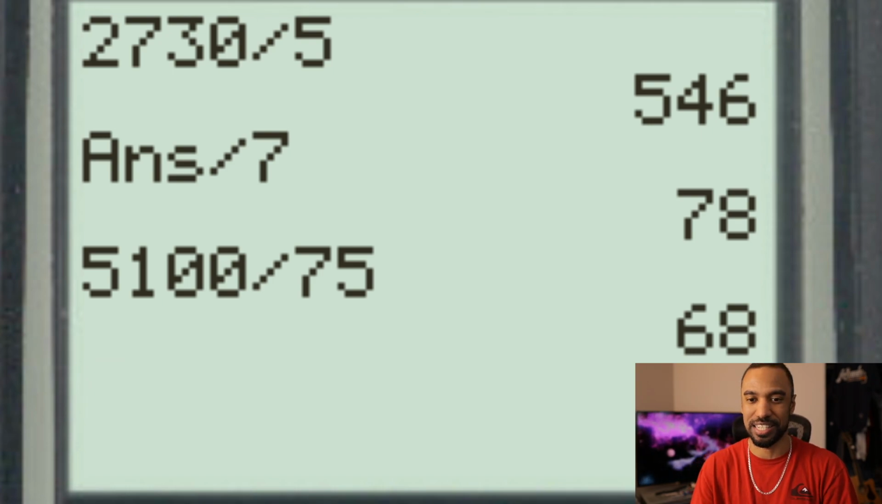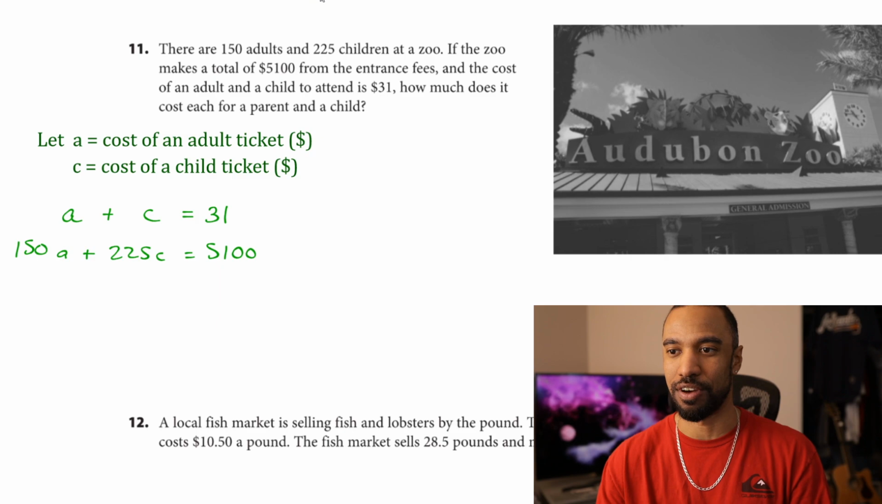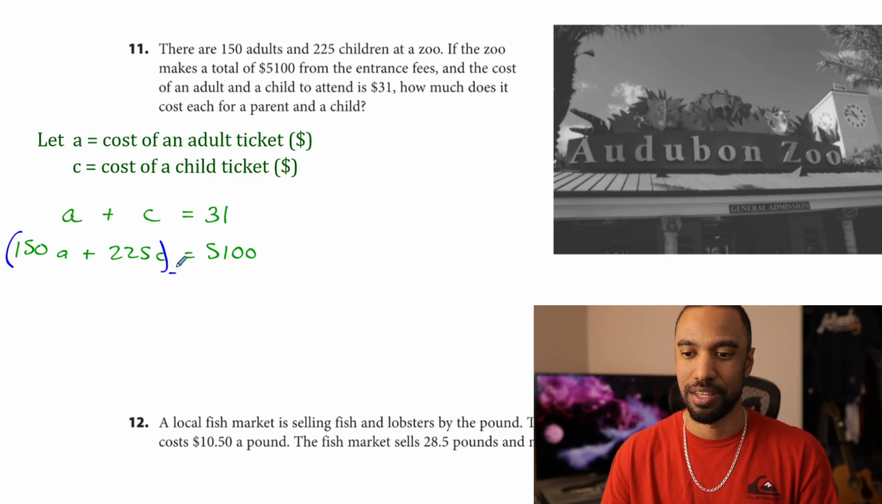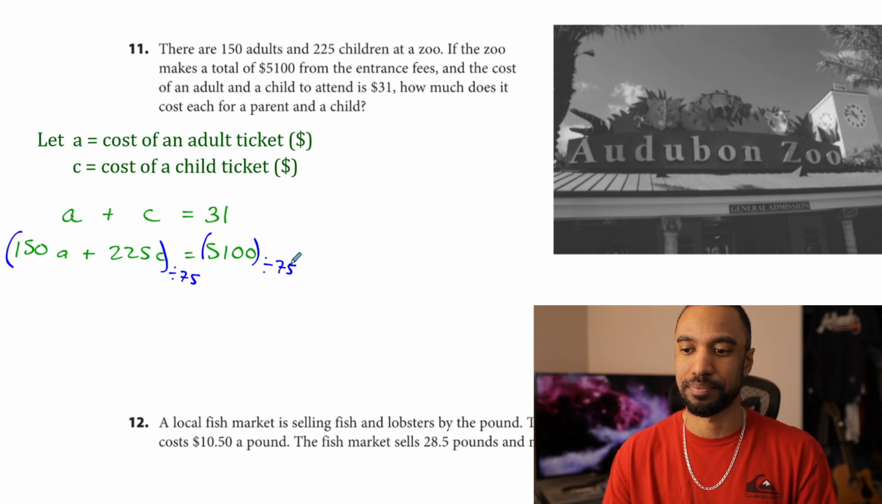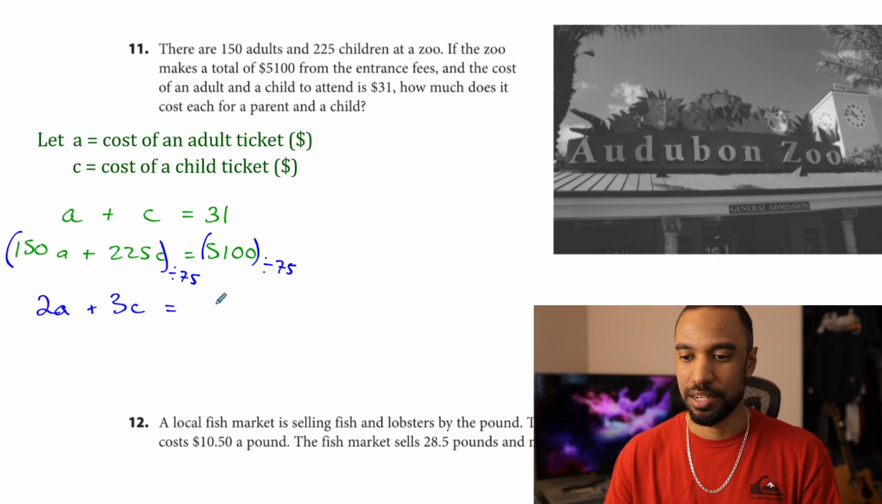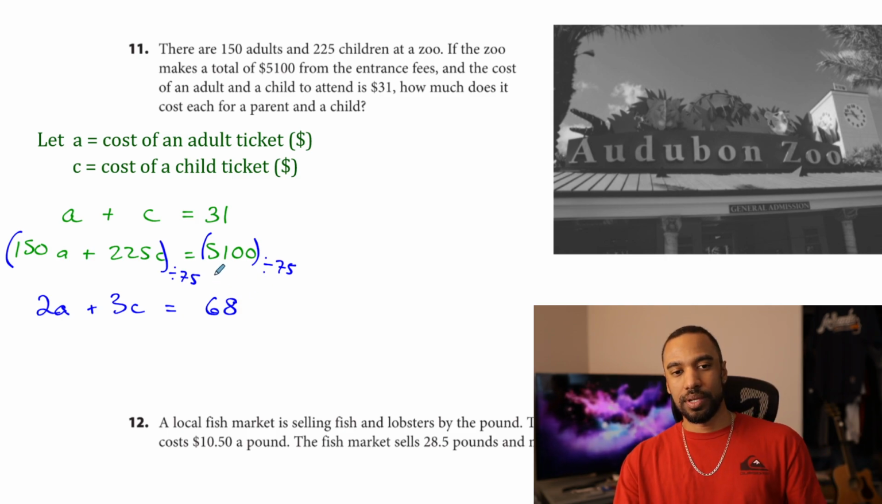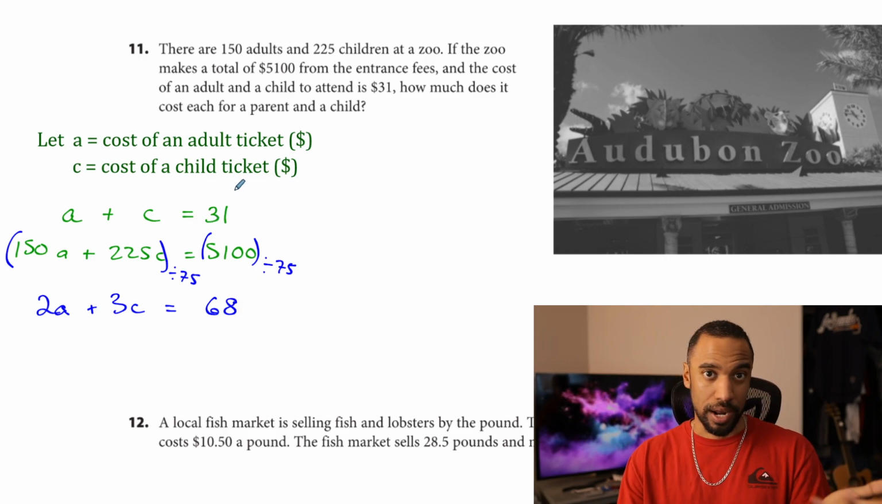It does. I get 68. That's good. So I'm going to divide everything on the bottom here by 75, personally. Divided by 75. Divided by 75. I'm going to get an equation that says 2a plus 3c equals 68. Now, once again, I'm doing this because this is what I would do personally.